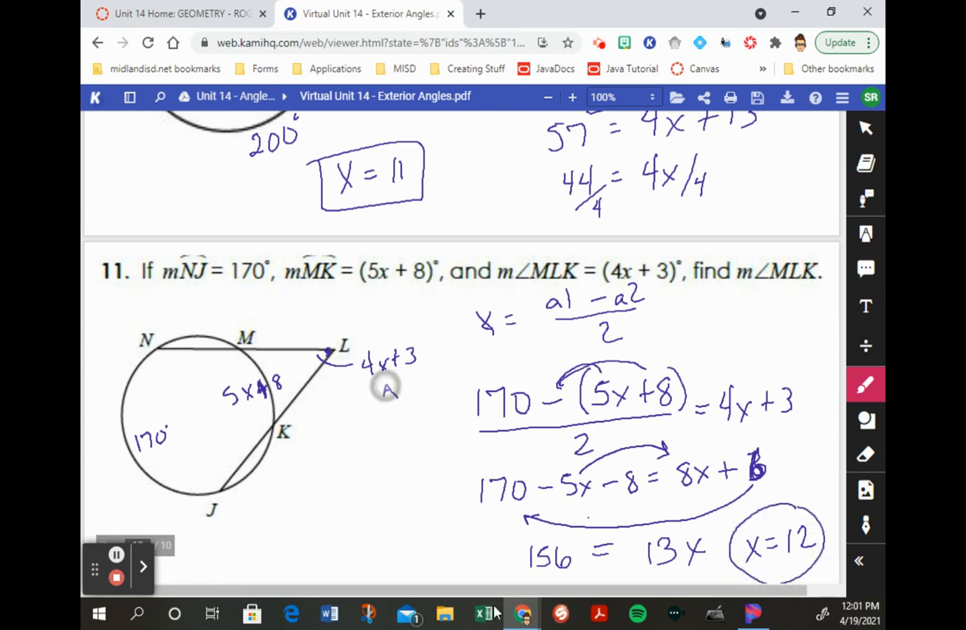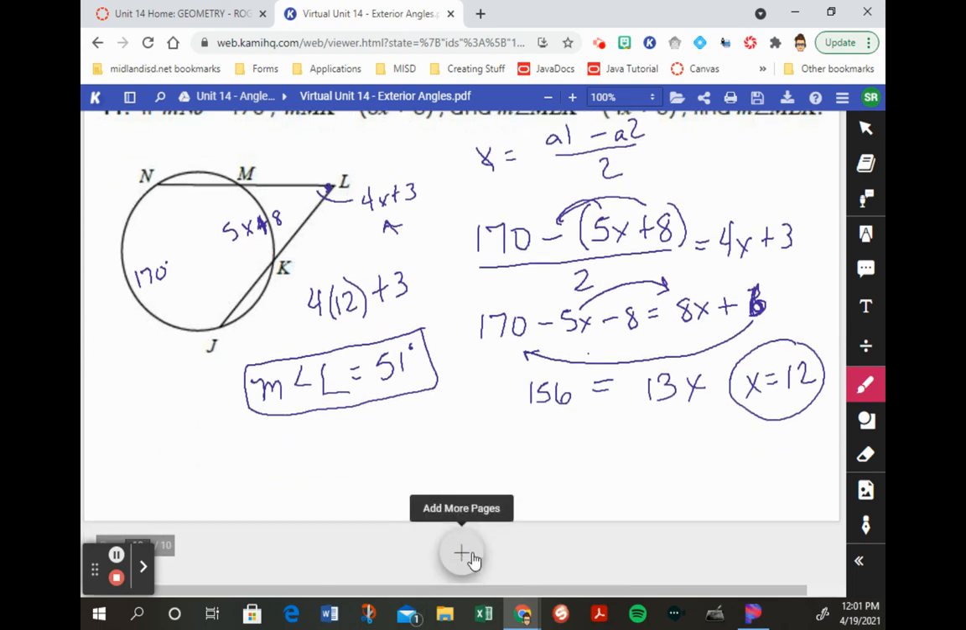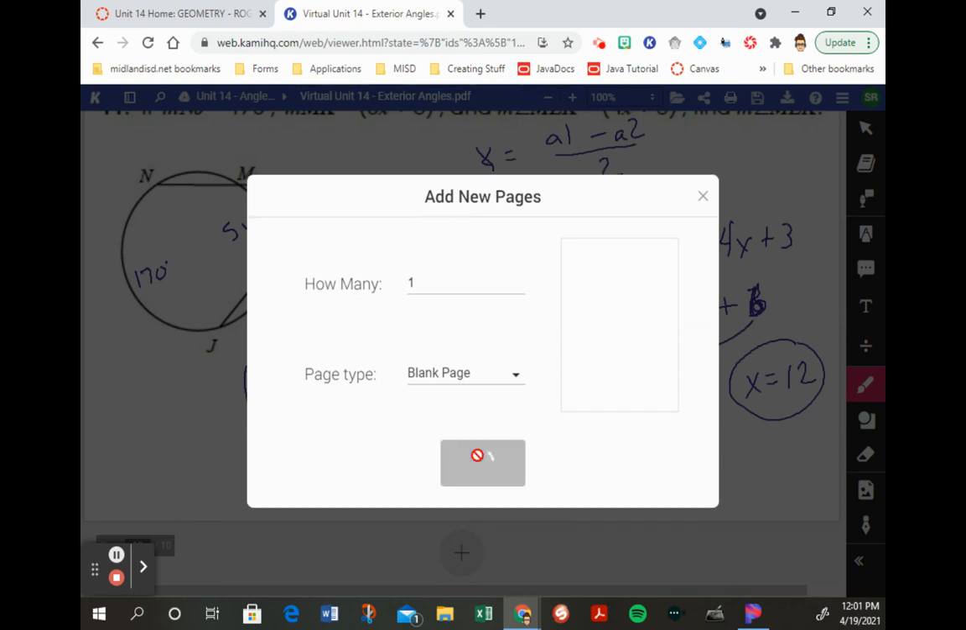So 4 times 12 plus 3. 48 plus 3, 51. So the measure of angle L equals 51 degrees. There's your final answer. All right. Now that I've totally messed you up, I want to do one more problem with you.